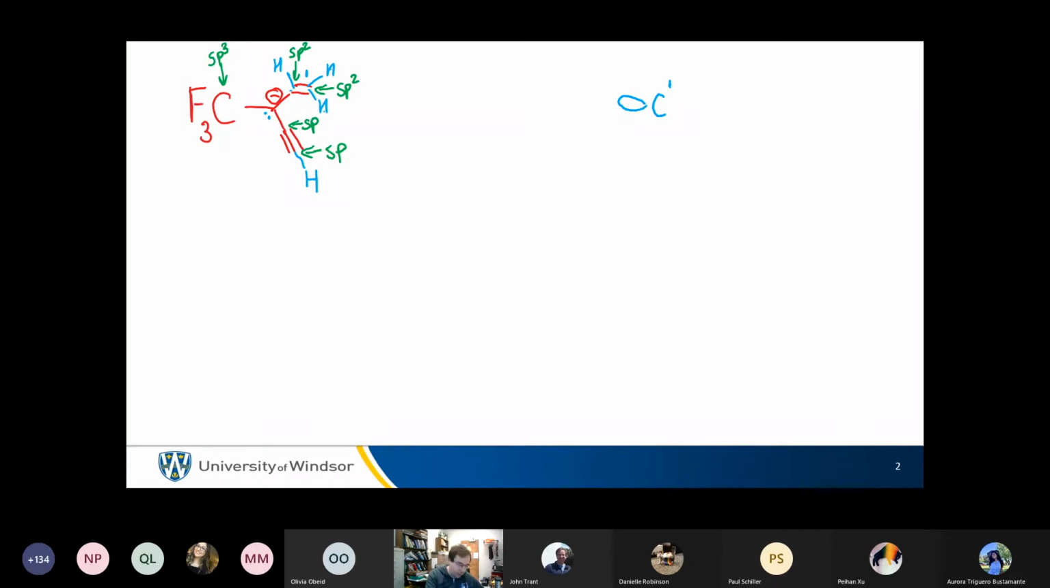So if we draw them out, that might help. I drew them out on the slide before I started trying to get a slideshow, so I can't erase them. But each of those fluorines is single bonded to the carbon. So what do you think the hybridization of the fluorines are?